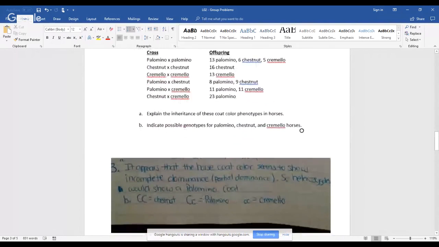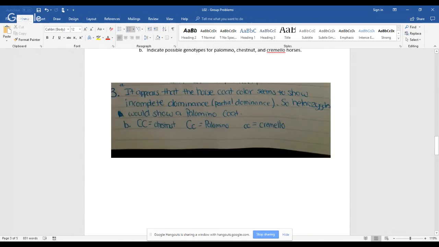For part 3, I was looking at them and I thought it was incomplete dominance, since when you mix the 2, you get a blending, although it could be co-dominance, if you looked at the individual hairs, but I'm going to guess incomplete dominance or partial dominance. And then I said chestnut would be like 2 dominants and Cremello would be 2 recessive, although those could be switched since they are incomplete. And the Palomino would be the mixture of the 2, so that would be the heterozygote genotype.